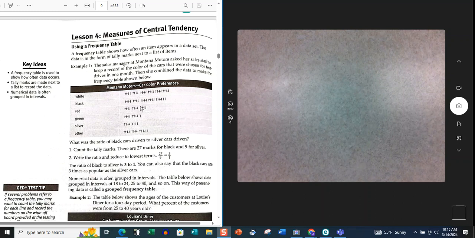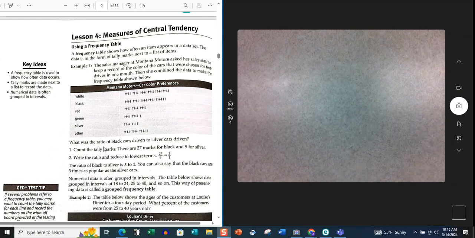So we look at the black cars, we have 5, 10, 15, 20, 25, 27. So 27 would be your numerator. And then we're supposed to do silver cars, which is only 9. So 9 would be your denominator. So the ratio would be 27 over 9, which is 3 over 1.